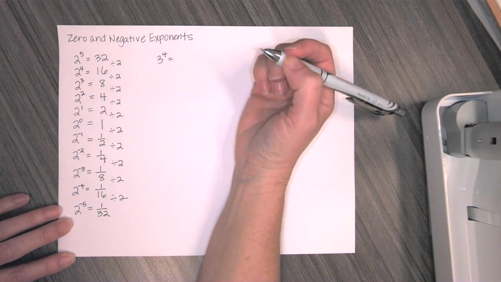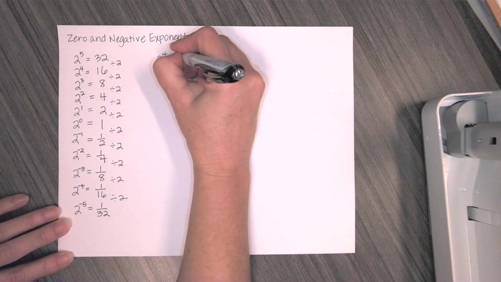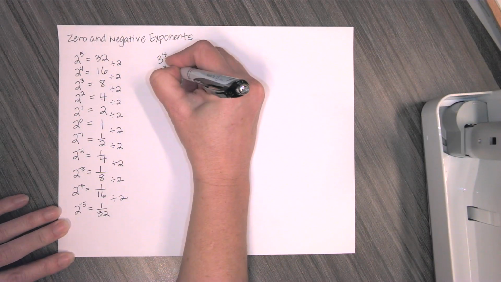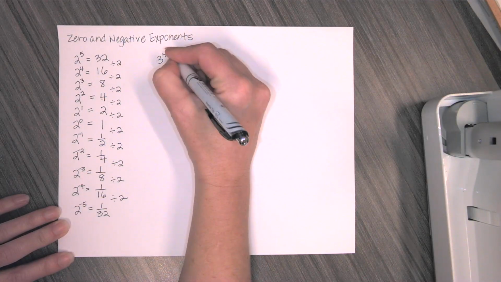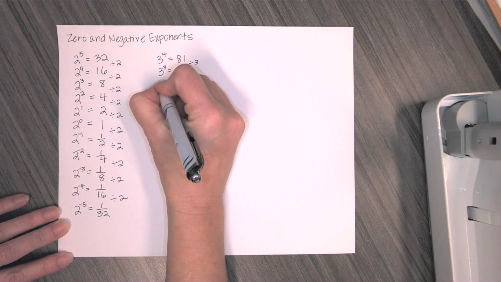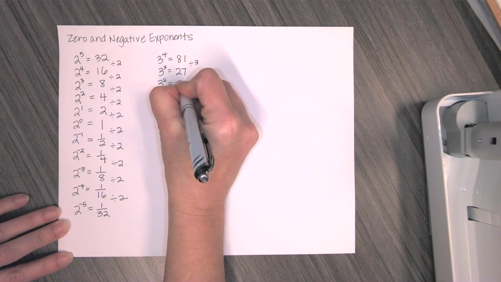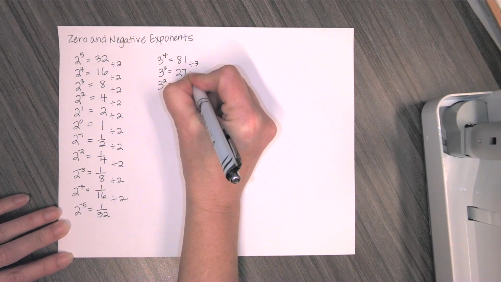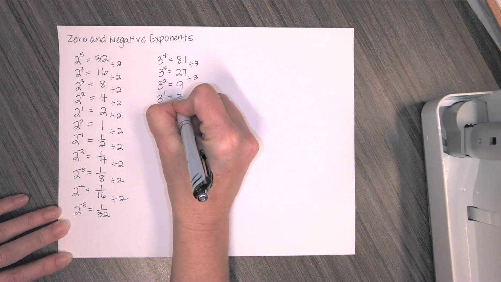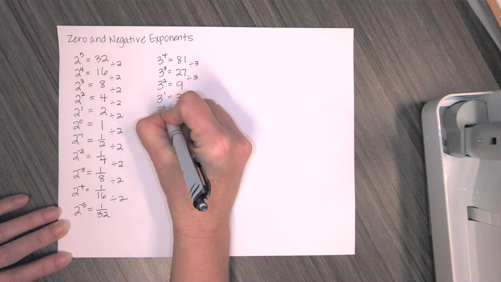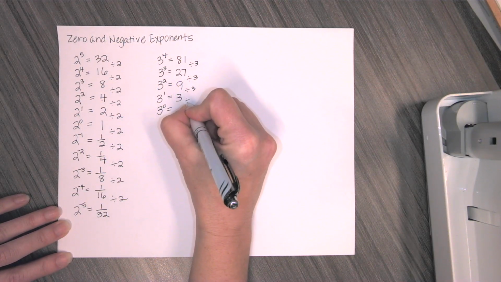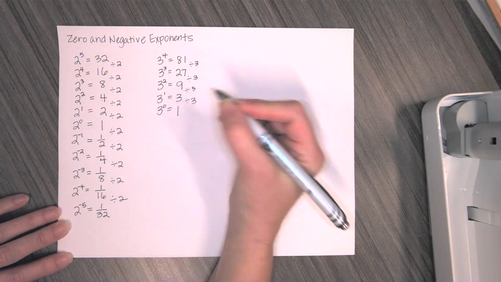So let's do powers of 3, starting with 3 to the 4th. 3 to the 4th power is 81. 3 to the 3rd power is 27. And we can also get that 27 by dividing 81 by 3. 3 squared is 9. 27 divided by 3 is 9. 3 to the 1st is 3. So 3 to the 0, what will that be? If we continue to follow this pattern of dividing by 3, 3 divided by 3 is 1.